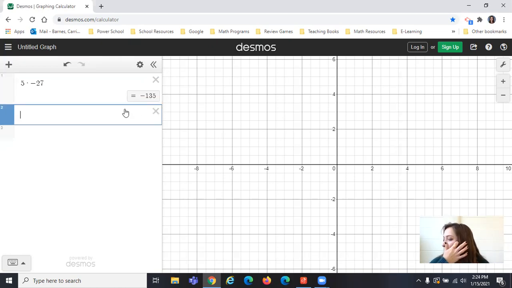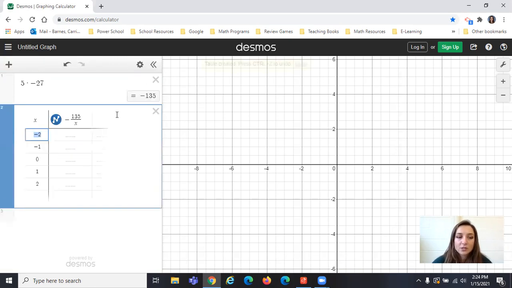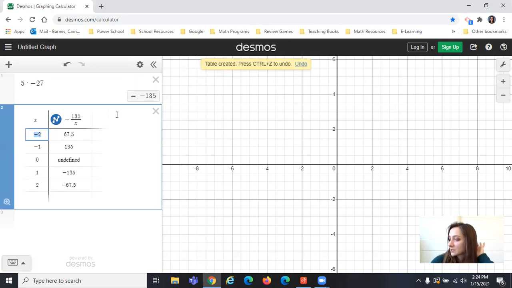And figuring out what two terms add to give us negative 6 is a little bit challenging. So let's try to use our resources here. If you want to figure out all the factors of a number, you can do the number, so negative 135, divided by x. And whenever you look at the table, you will see all the factors of negative 135. So I'm going to click this little settings button, and I'm going to click the table. I want these two numbers to add to give me -6. So looking here, none of these are actually whole numbers yet. So let's try some more.